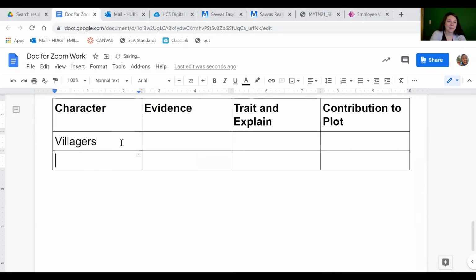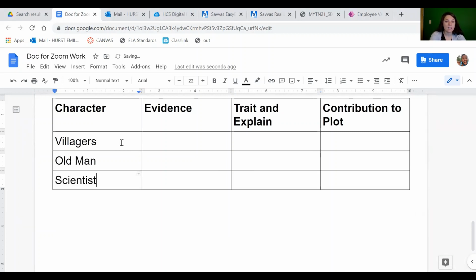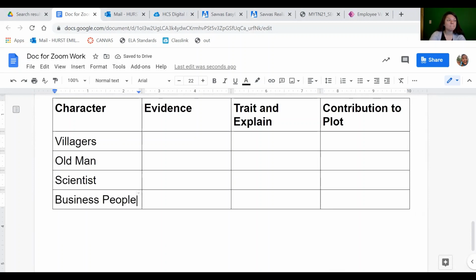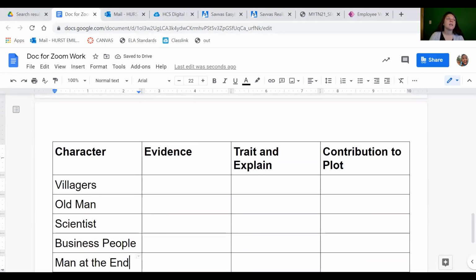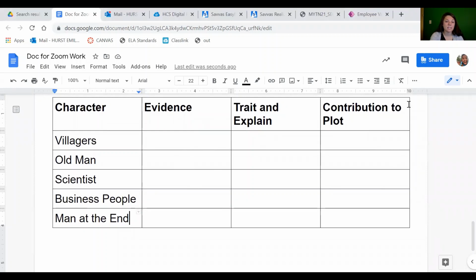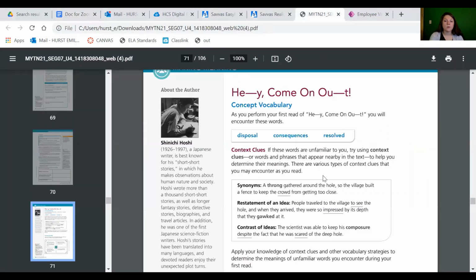You were supposed to come up with the characters. I'm going to list who I think of: the villagers, the old man who gives the warning, the scientist, the business people, and then the man at the end of the story are the main characters that I can think of. What we're going to look at today is what do we read about them, what trait does that give us, how do we know, and how does that character contribute to the plot. I'm going to model with the villagers, and then I'm going to let you take some time to do the old man and the scientist, and then we'll share out, and then we'll do the business people and the man at the end.